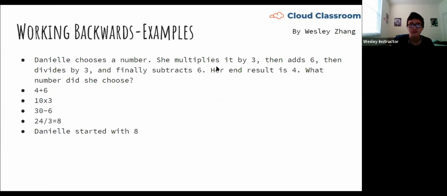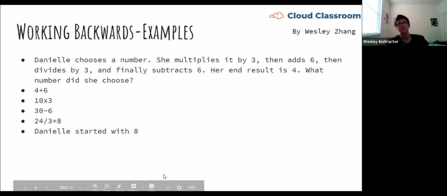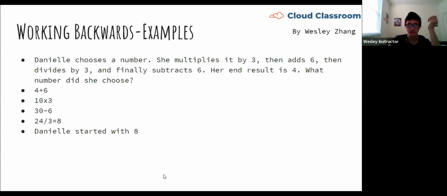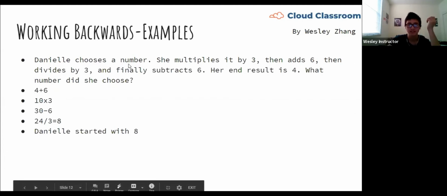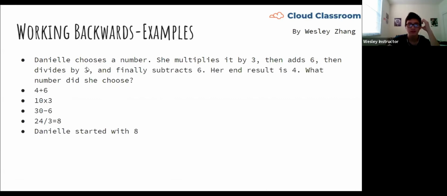And her very first step was multiplying by 3, so we want to divide by 3. So 24 divided by 3 is 8. So Danielle started with 8. And we can check if this works. 8 is her number. 8 times 3 is 24. 24 plus 6 is 30. 30 divided by 3 is 10. 10 minus 6 is 4. So we are correct.